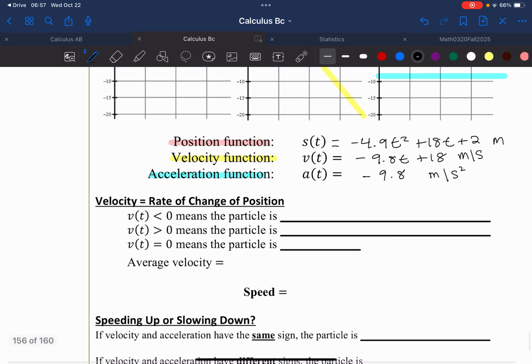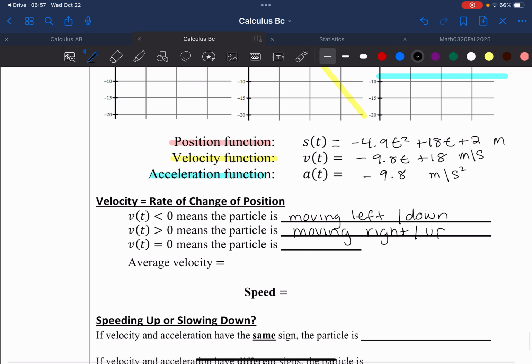Okay. So velocity is the rate of change of the position function. So if v of t is less than 0, that means the particle is moving left/down. Okay. If velocity is greater than 0, that means the particle is moving right/up. And v of t equals 0 means the particle is not moving.